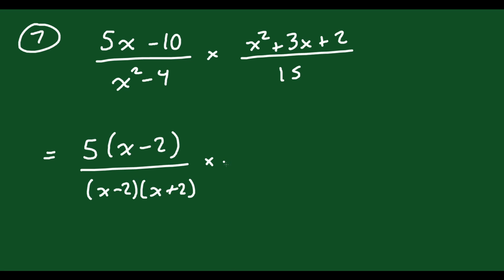We then multiply that by, so you have 15 on the bottom, that stays the same. And on top, you'll have a simple trinomial. What multiplies to 2 and adds to 3? I think 2 and 1. So x plus 2, x plus 1.